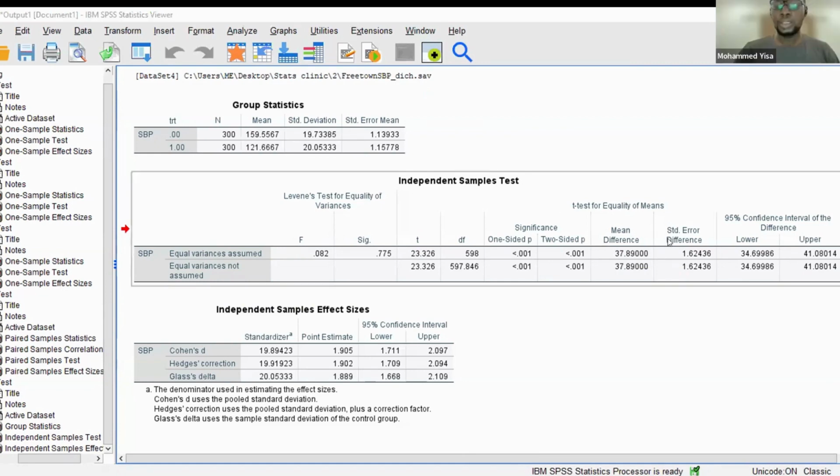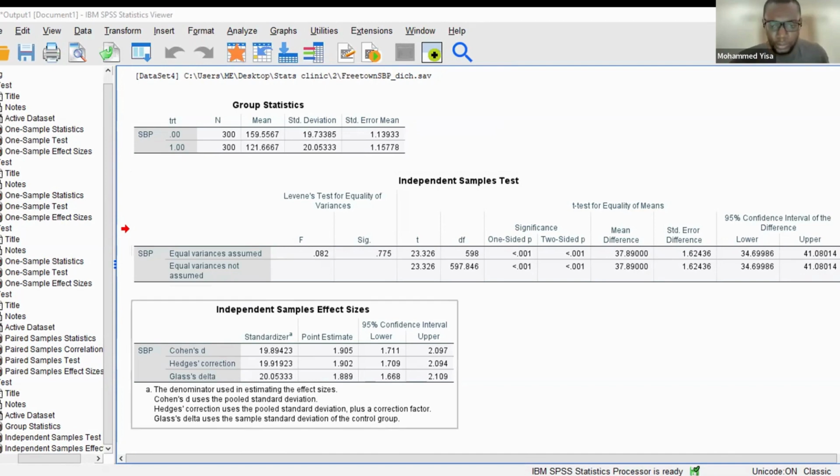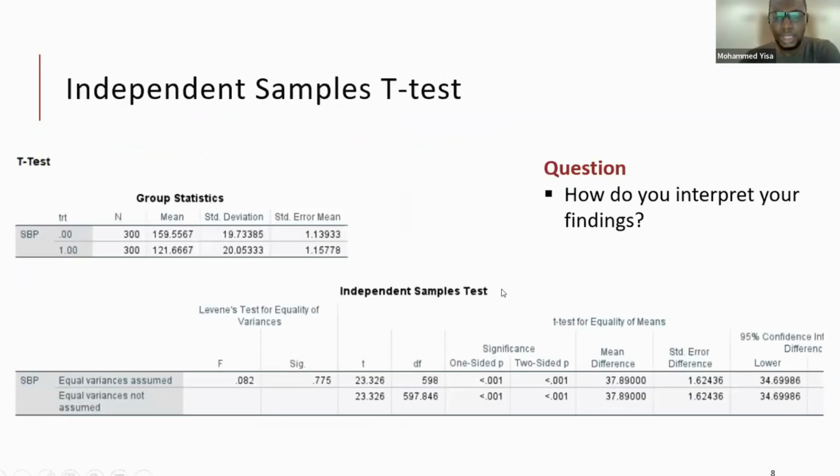Right. So on average, the systolic blood pressure of the treatment group was 37.9 millimeters of mercury lower than the non-treatment group. And for 95% of them, their systolic blood pressure was between 34.7 and 41.1 millimeters of mercury less than the non-treatment group. We go back to the presentation and we can see the output.